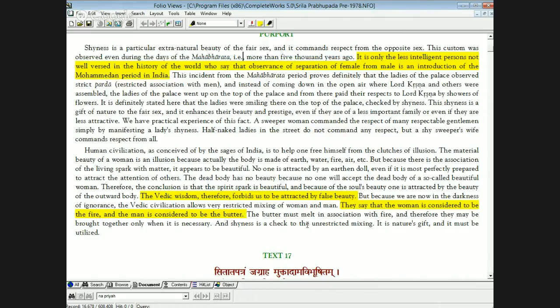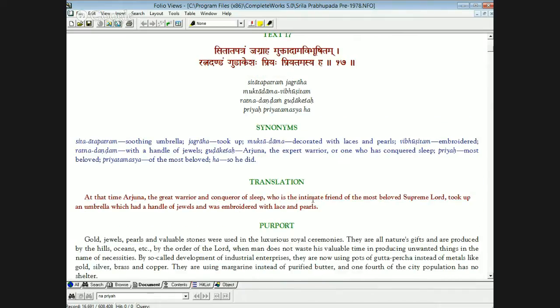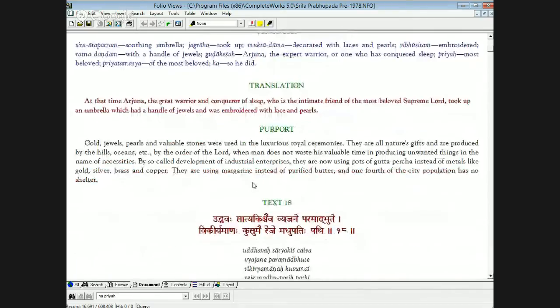At that time, Arjuna, the great warrior and conqueror of sleep, who was the intimate friend of the most beloved Supreme Lord, took up an umbrella which had a handle of jewels and was embroidered with lace and pearls. Gold, jewels, pearls, and valuable stones were used in the luxurious royal ceremonies.